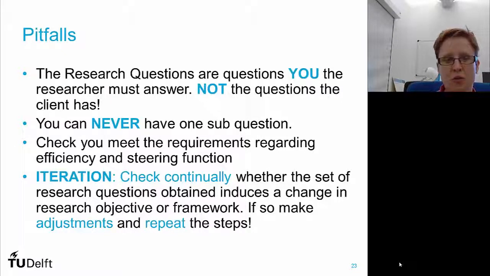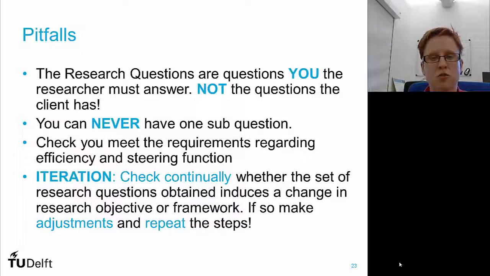So what do you need to be aware of? Those are the pitfalls. The research questions are yours. They're not your client's, not your supervisor's. The research questions are the questions you, the researcher, want answers to so that you can report on the problem that your client has, or the questions that your client has. When you have a few key research questions and you start finding sub-questions, there can never be just one sub-question. Then it's either another key question or you haven't developed that part of your research far enough to the idea of what it is that you're investigating.